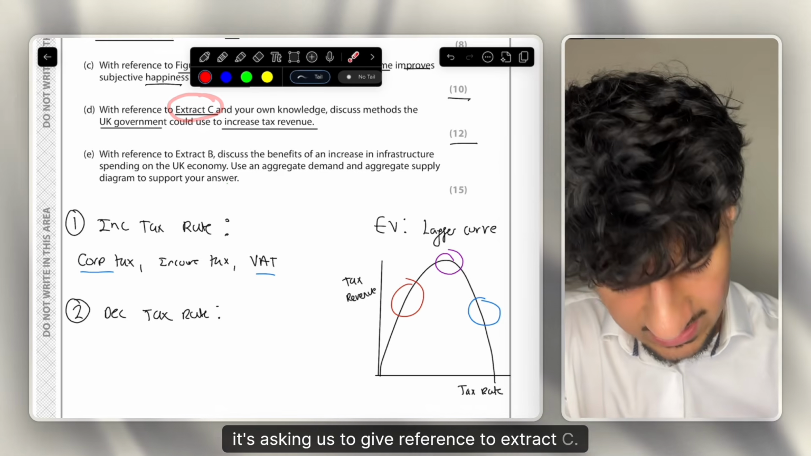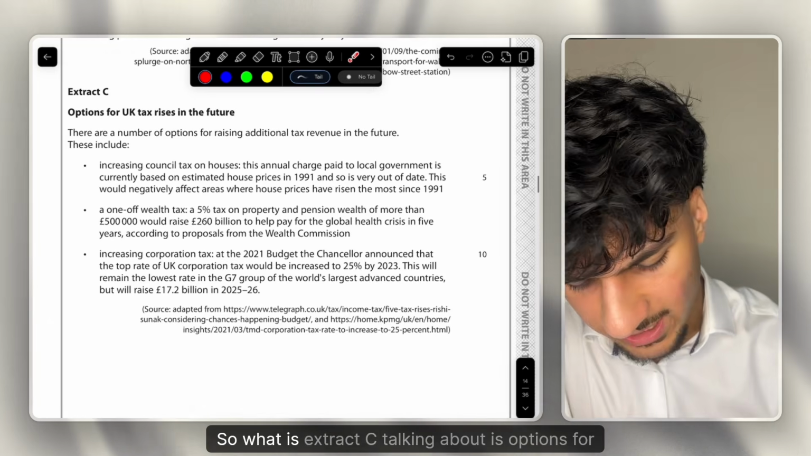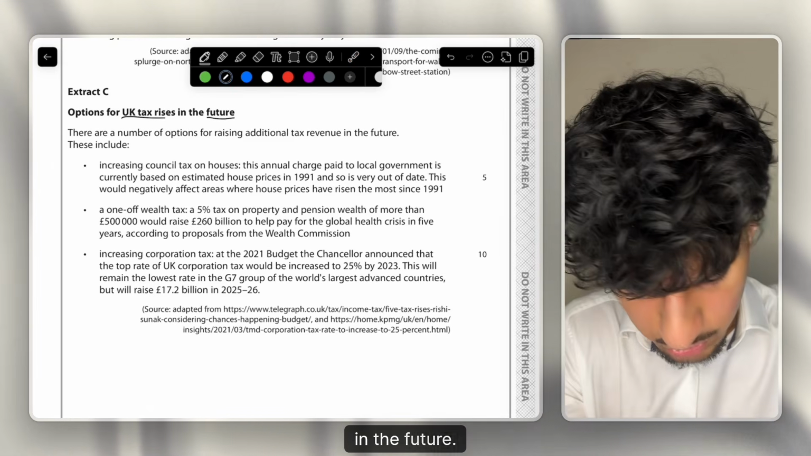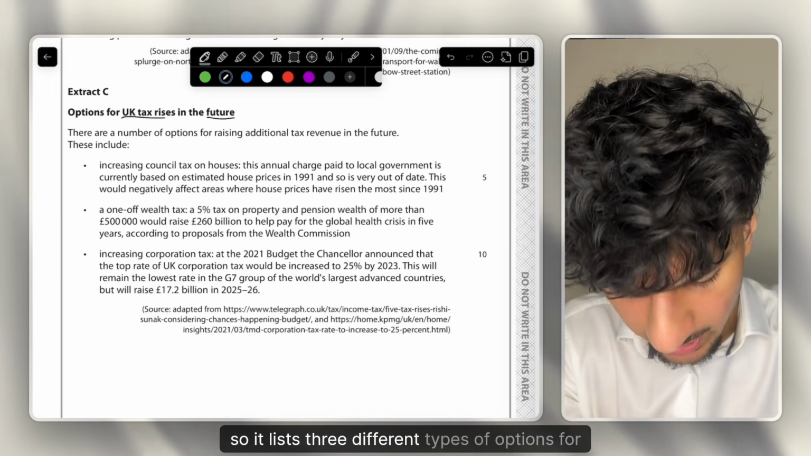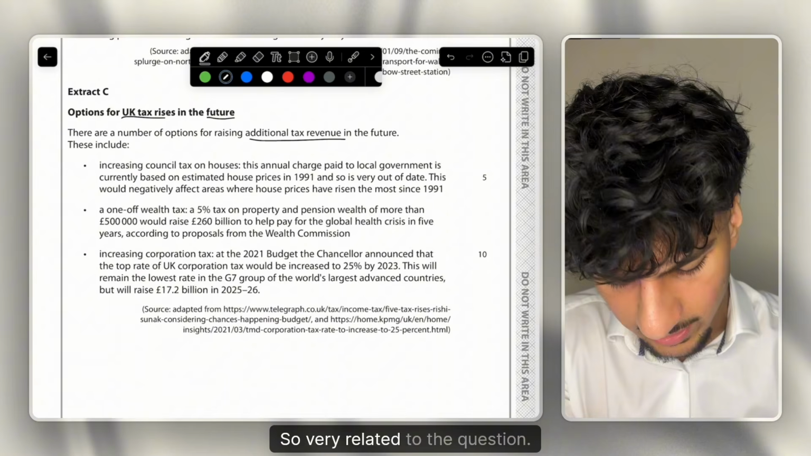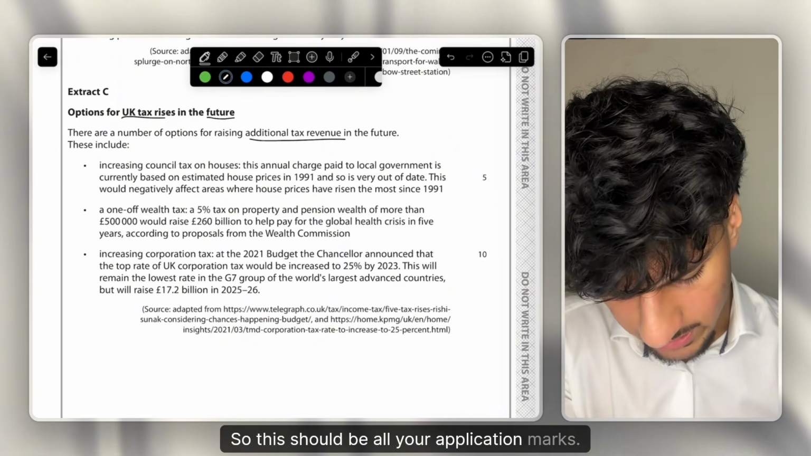But also, since this question, of course, needs evaluation marks, it's asking us to give reference to extract C. So let's have a quick peek at extract C. What is extract C talking about? It's options for UK tax rises in the future. Okay, so it lists three different options for raising additional tax revenue. So very related to the question, and I think this will provide lots of application. So this should secure all the application marks.